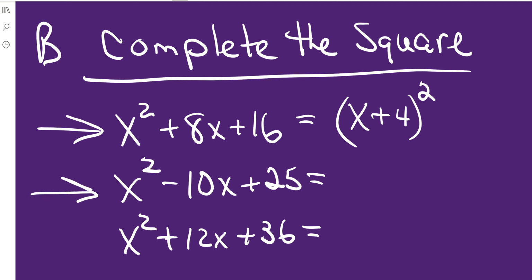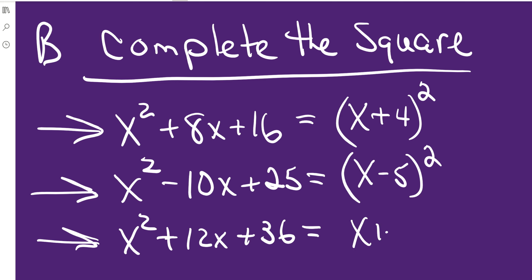This one I could write as x minus 5 squared. And here's a third one. There's many, many more. I just want to give you an idea what we're looking for, what we're trying to achieve. And this third one would be x plus 6 squared. Okay. So this is just a brief idea of what we're looking for in our quadratic equations, what we're trying to figure out, find, I should say.